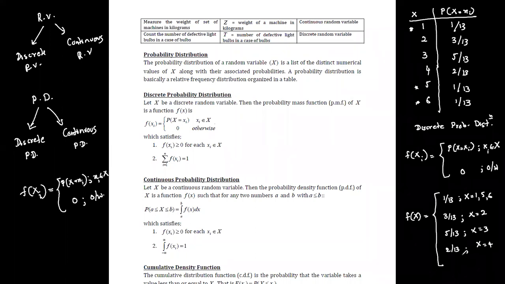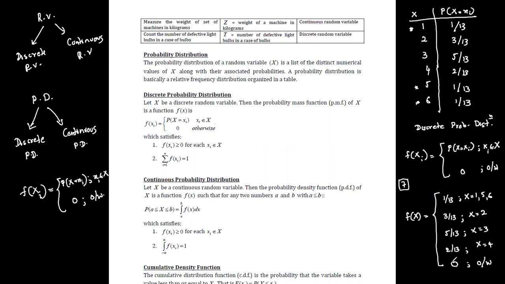Now, if I ask what is the probability of getting the value 7? Since there is no value 7 on the surface of a die, this event can never happen. That is why we are saying that this value is 0 otherwise. Otherwise means any other value apart from these values will be included in this region, and for such values we will have the probability as 0. If it is 7, the probability is 0.